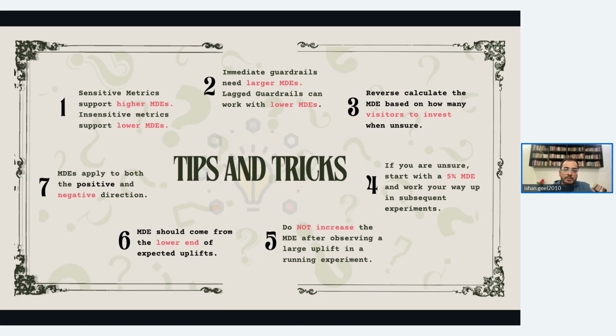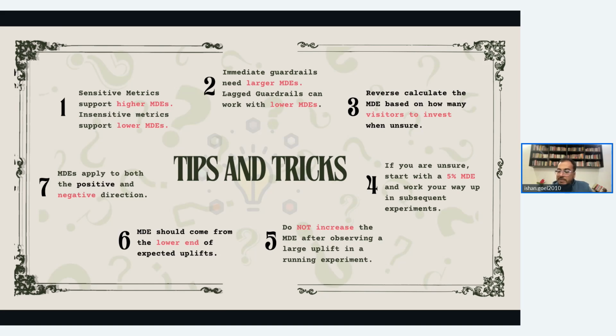Firstly, some metrics are more sensitive than others. For instance, upper funnel metrics like engagement rate, time to convert, maybe time spent on page, or maybe scroll depth are more sensitive to changes. Lower funnel metrics like revenue, add to cart rate, conversion rates or order completion rates are relatively less sensitive to the change being made because they require a higher commitment from the visitor. So you should prefer selecting higher MDs for sensitive metrics.